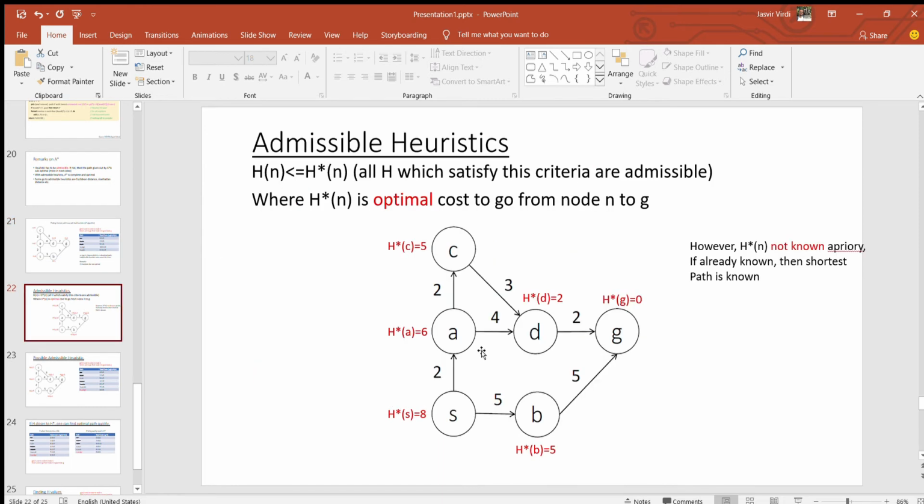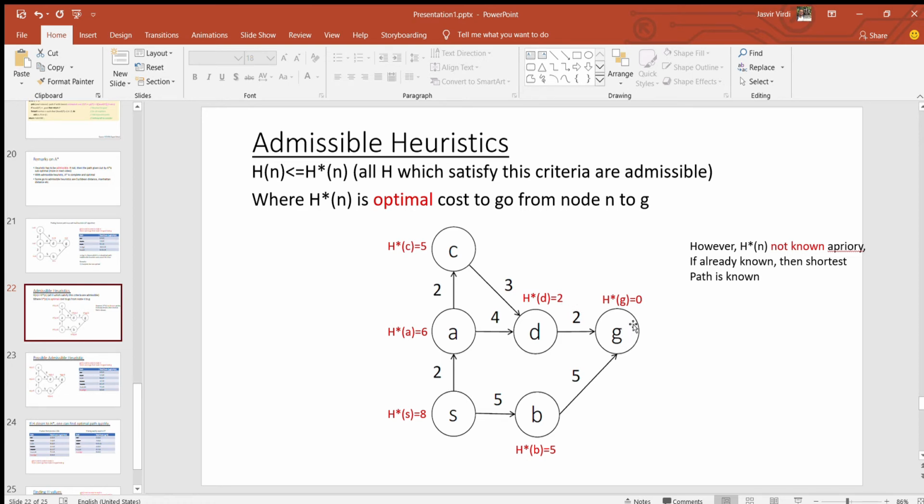So the question that comes is: how do you ensure, or what is the criterion that needs to be satisfied, so that you get an admissible heuristic? In order to get that, you just have to satisfy this condition: the heuristic value at the node n, h(n), has to be less than or equal to the optimal cost to go from node n to G, h*(n). In this particular case, since this is an easy example, it's easy to figure out what these h*(n) values are.